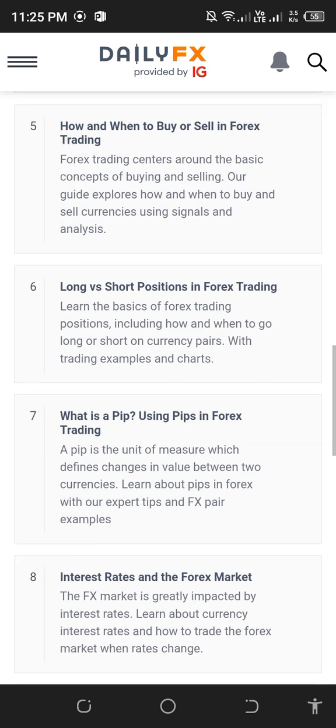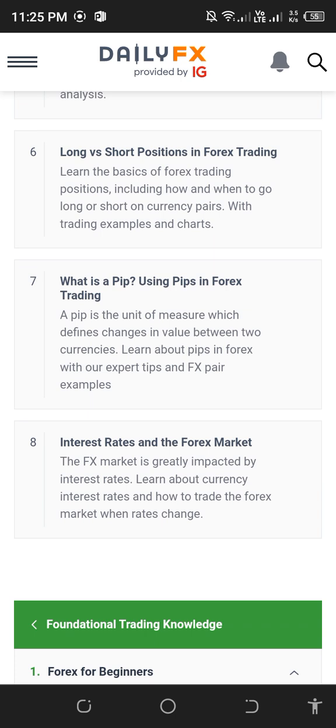What is a pip? Using pips in forex trading. A pip is the unit of measure which defines changes in value between two currencies. Learn about pips in forex with our expert tips and FX pair examples.